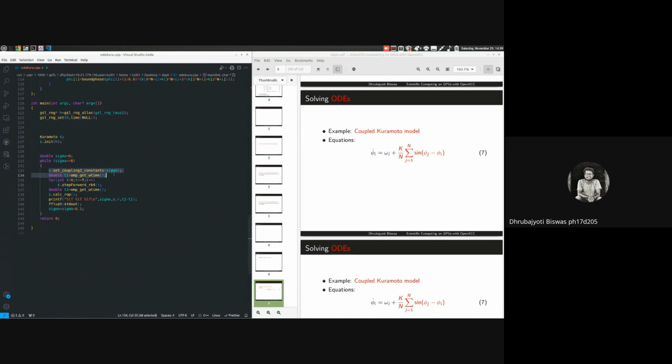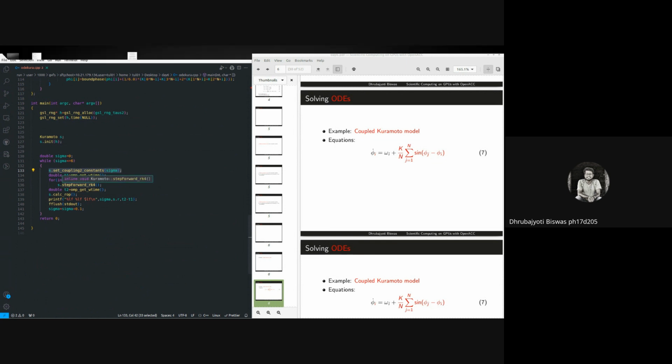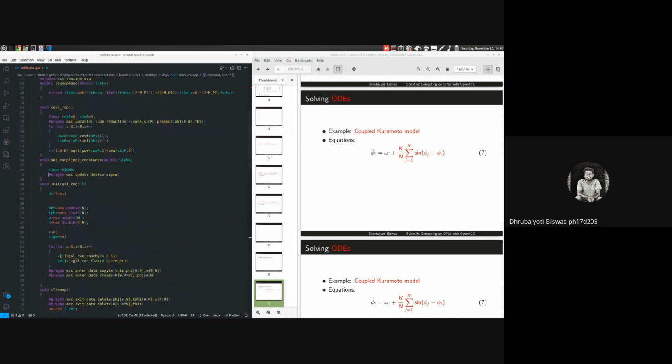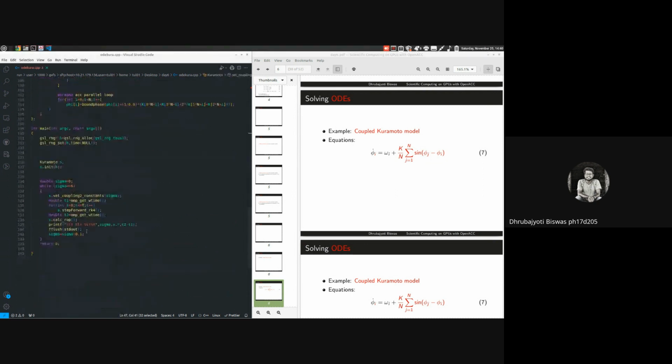We set the value of the coupling constant sigma. When I call this function, it will set the value and copy that value to the GPU, as I have done here. Then I will run a time loop. Again, as we have said, time evolution is not parallel. We have to do it in serial, so there is no pragma omp or acc parallel for before this loop. And I am doing the step forward function t number of times. After that, I am calculating the order parameter, which will tell me if there is synchronization, and we are printing it. So we will see how it goes with this one.